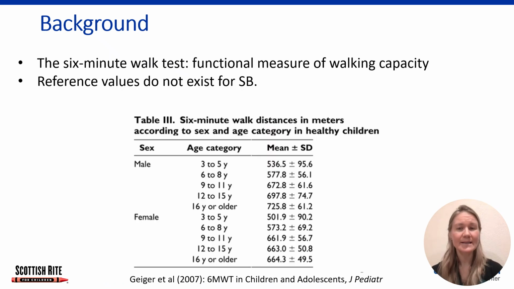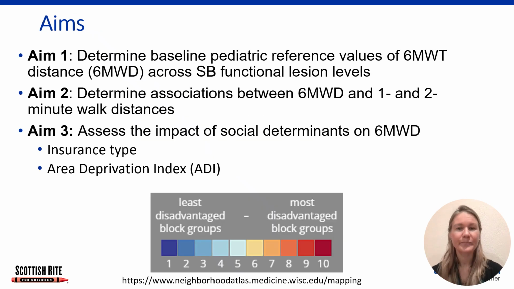The 6-minute walk test is a common functional measure of walking capacity. Although 6-minute walk test reference values exist in neurotypical youth pictured below, they do not exist for children with myelomeningocele. Understanding how expected 6-minute walk test scores specific to a child's age and spina bifida functional lesion level can help monitor a child's ambulation status, create functional goals, and help make decisions regarding various treatment interventions.